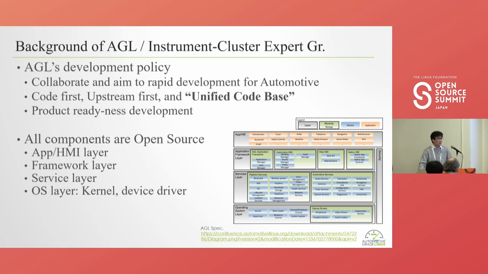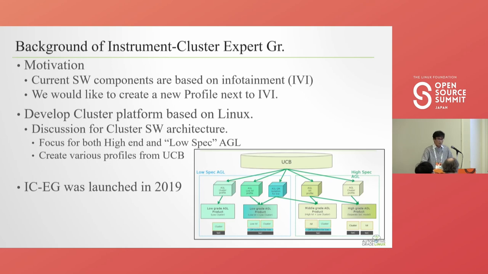So this block diagram is just a reference of the software component layers. There are several layers: the upper side is the application, using the reference AGL component services, and the framework service layer. The bottom layer is the OS and kernel drivers and so on. So this stack is basically open source. The AGL target is to integrate and create a Linux product for the automotive area. However, current AGL is mainly focused on IVI.